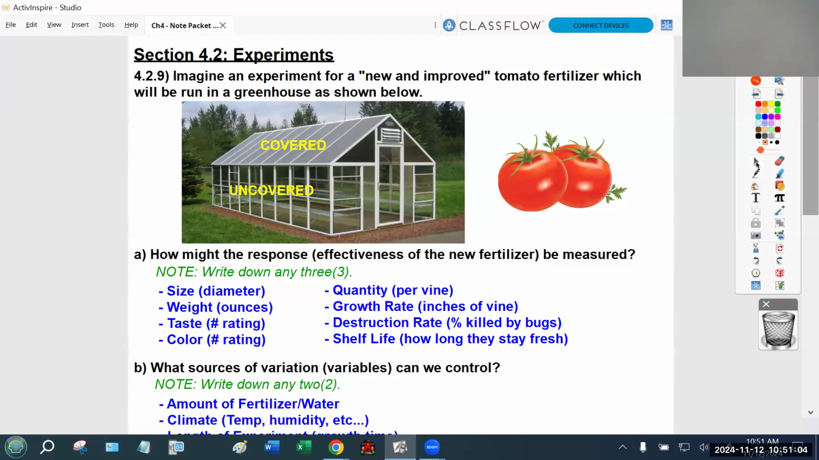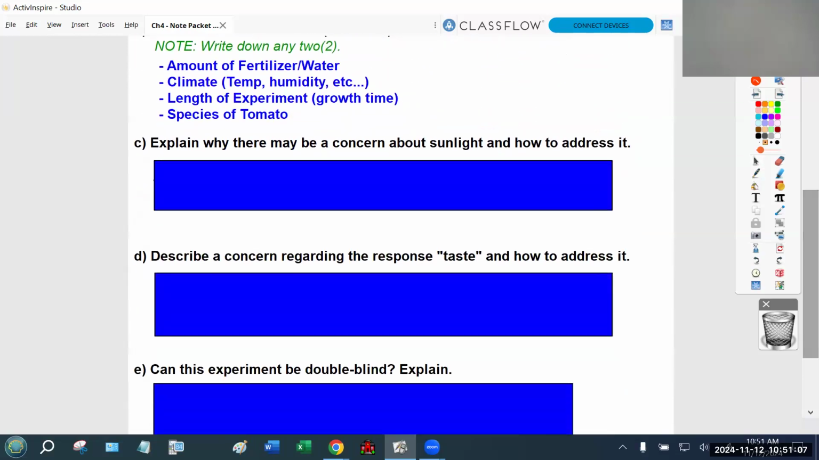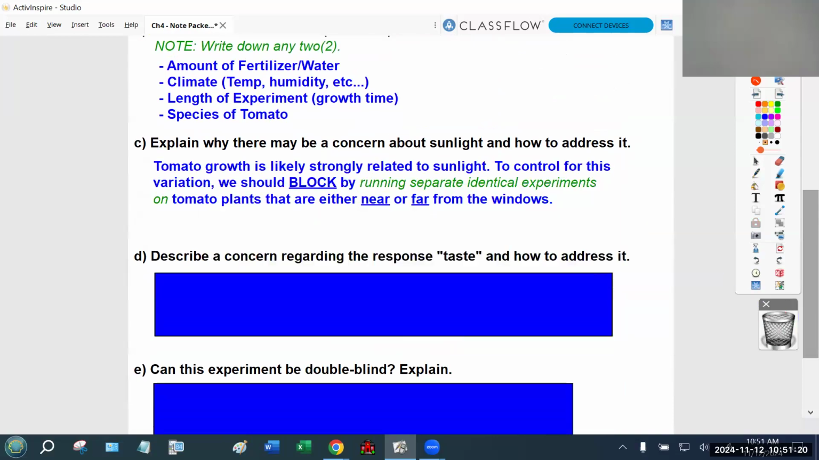So what you might do is run totally separate experiments. This is how you would address it. You'd say, all right, let me run an experiment on all the plants that are sort of around the windows, around the perimeters, and then I'm going to run the same exact experiment, but separately on all the plants that are inside. Okay, this is how you could block for sunlight. So I said tomato growth is likely strongly related to sunlight. To control for this variation, we would block, which basically means run separate identical experiments on tomato plants that are either near or far from the windows.